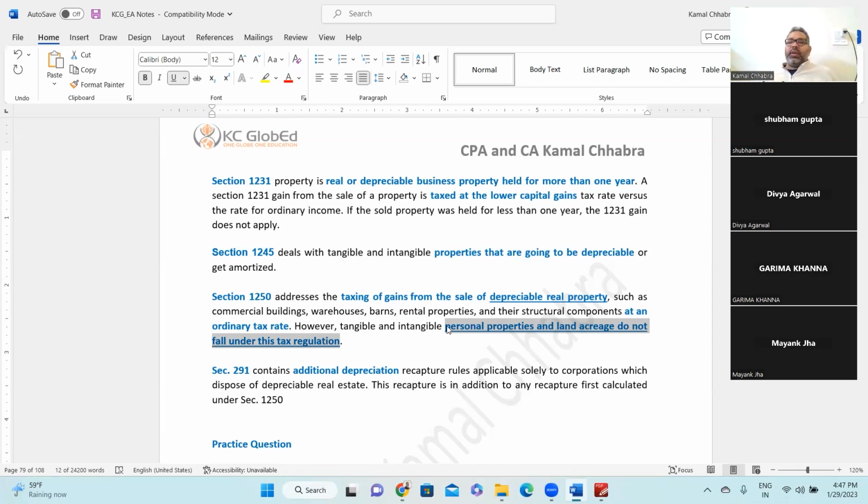First one is 1231. What is 1231? Real or depreciable property held for more than 1 year.